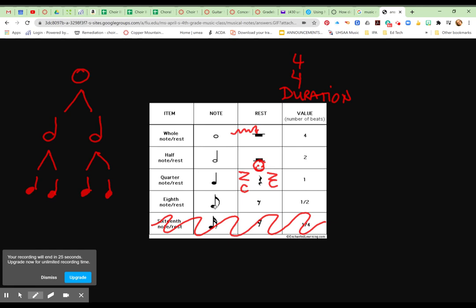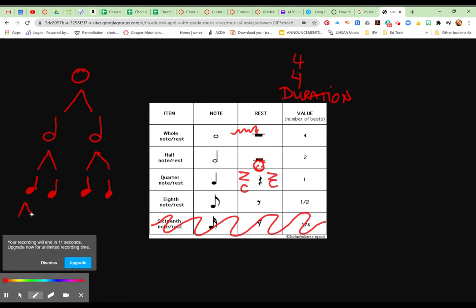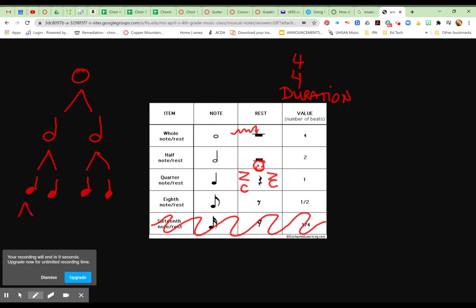Eighth notes have a colored in note head, a stem, and a flag. And the rest looks like a seven with a zit on its nose. I'm not going to draw them all in on the factor tree, but one eighth note and eighth rest is half the value of a quarter note. Hopefully this helps you to figure out how to fill out your theory.